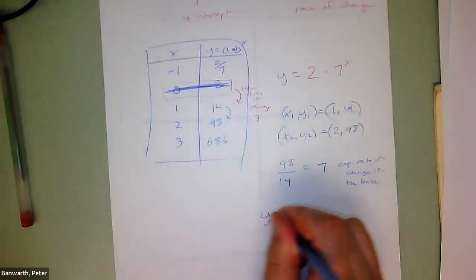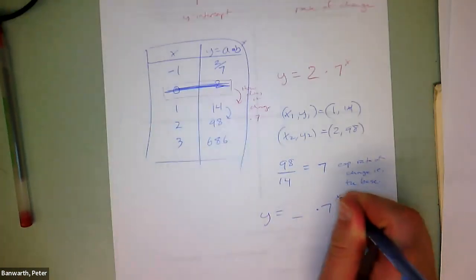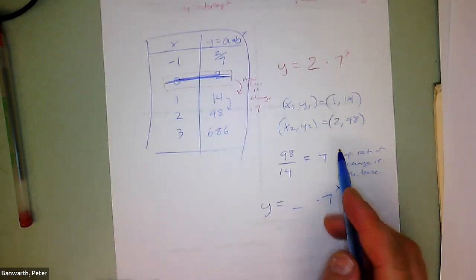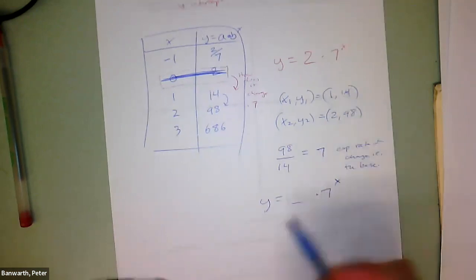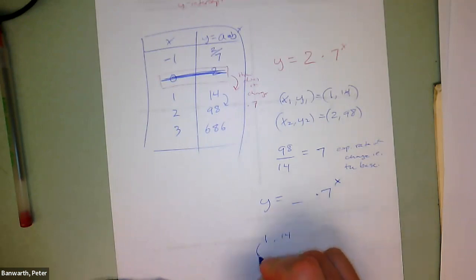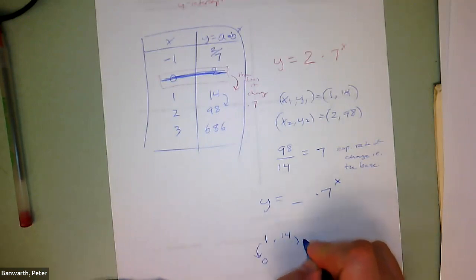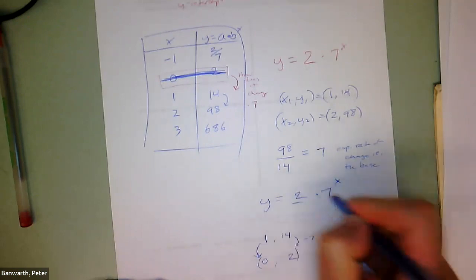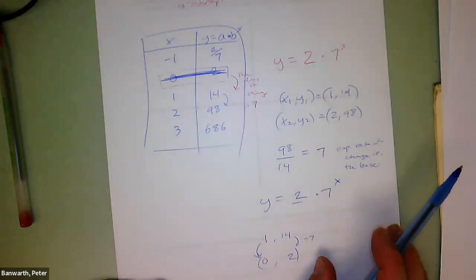So I know my formula is something times 7 to the x. And now I just work my way backwards. So I knew that I had 1 comma 14. So if this goes down to 0, this should be divided by 7, which is 2. And I get that same 2 times 7 to the x.